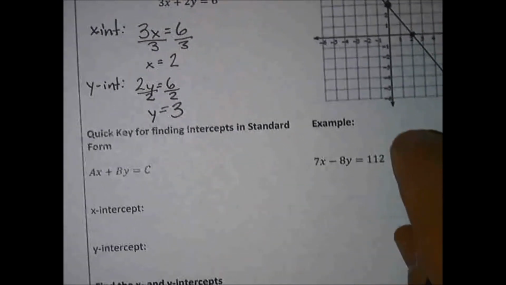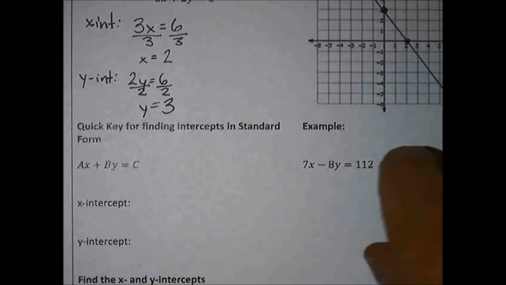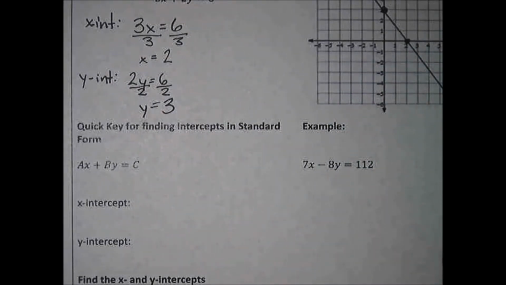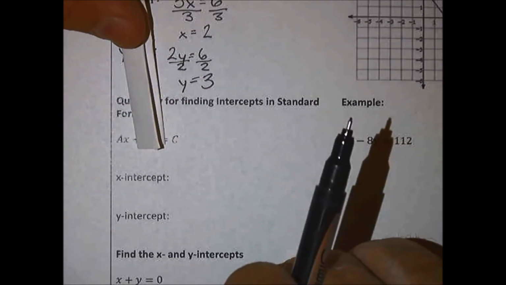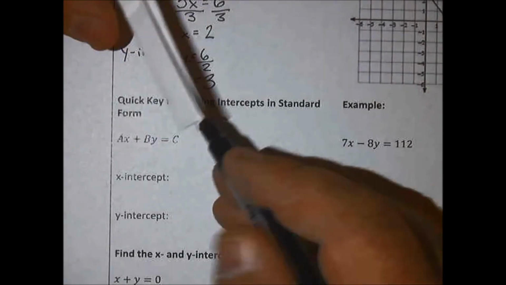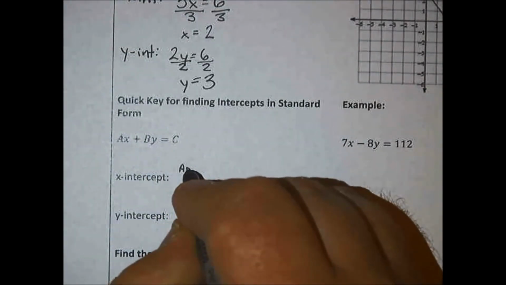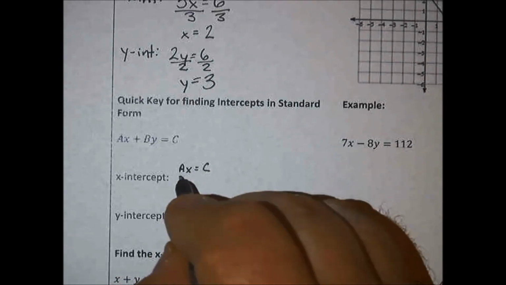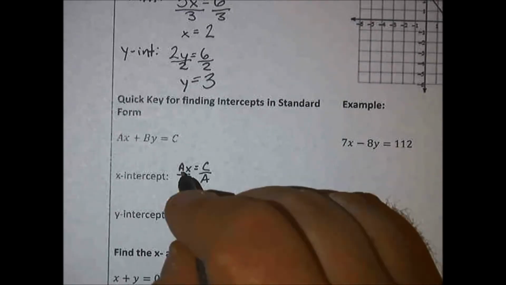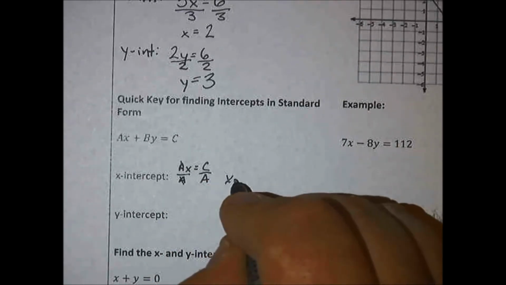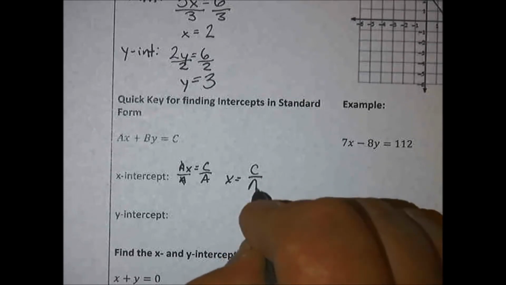All right, let's find a quick key for finding intercepts in standard form, and this is the one thing that I love. Since we're dealing with ax plus by equals c, to find my x-intercept, we said cover up the y term. That by is gone. So for my x-intercept I have ax equals c. To solve for x, I divide by a, and we're left with x equals c over a.